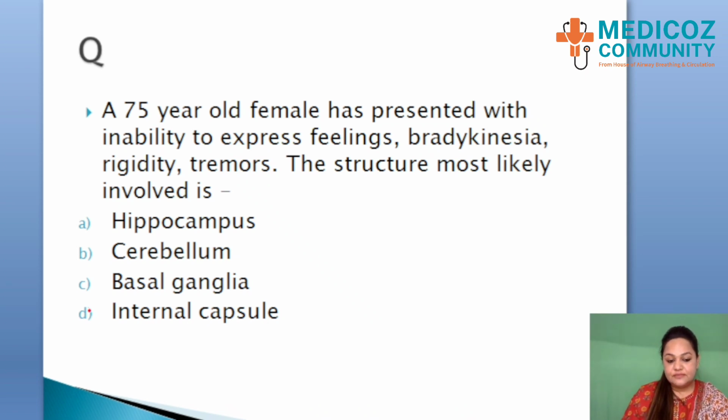So all these symptoms relate to the basal ganglia. Okay, so the answer for this is the basal ganglia here. Now hippocampus cannot be, because it is concerned with memory, or basically short-term memory. Cerebellum, muscular coordination. Internal capsule is giving passage to the ascending and descending tracts, so definitely it will affect the function of these tracts here. So the answer is the basal ganglia. Okay.